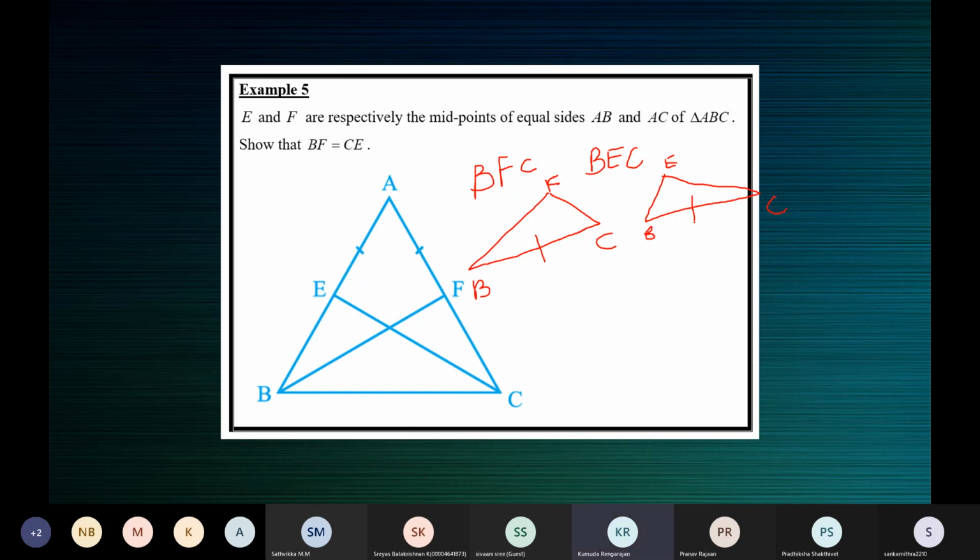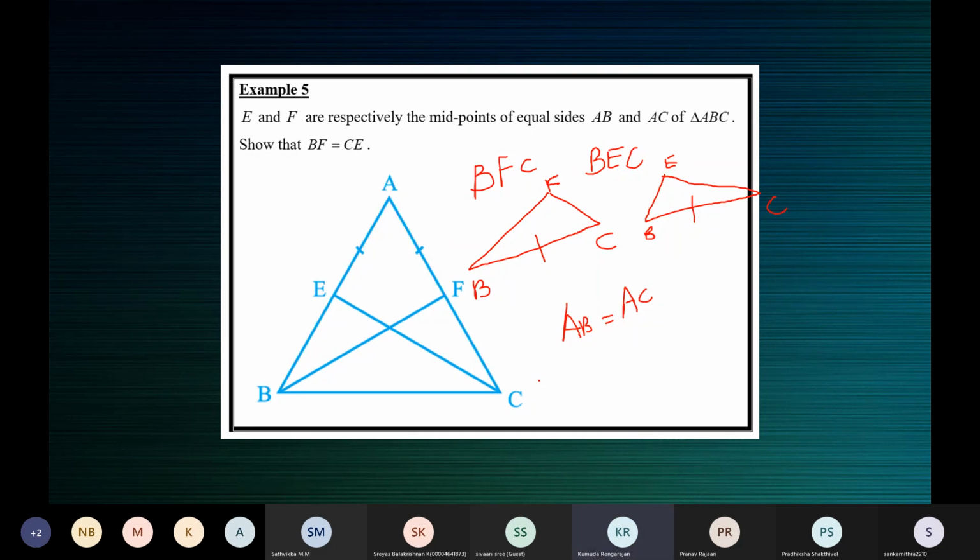Is AB equal to AC, children? Yes, ma'am. So half of AB will be equal to half of AC, right? Yes, ma'am. What is half of AB? You can write half of AB only if you know its midpoint. Ma'am, half of AB is EB. You can write half of a line segment only when you know its midpoint. Otherwise, we cannot write simply half of any line segment.